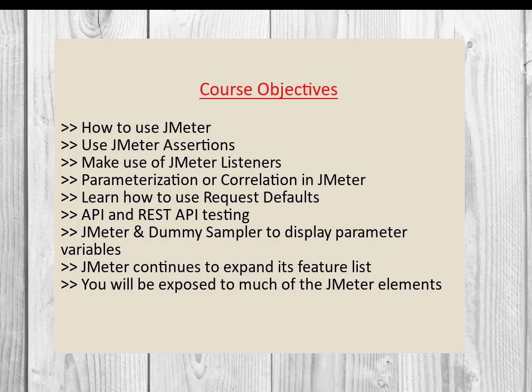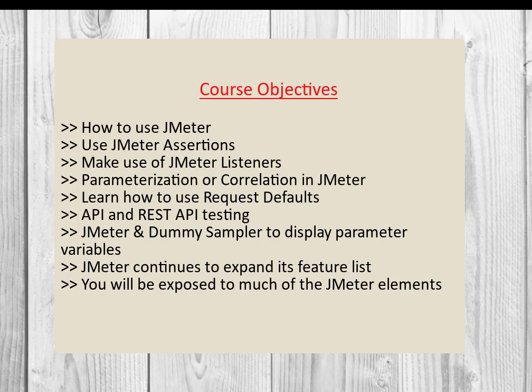You will make use of JMeter listeners to collect performance metrics during tests and report the results. Sometimes it is necessary to discover which HTTP response is dynamic and which is static. When the data changes between requests and responses, there may be a need for parameterization or correlation in JMeter. You will learn how to use request defaults to enhance JMeter event management.